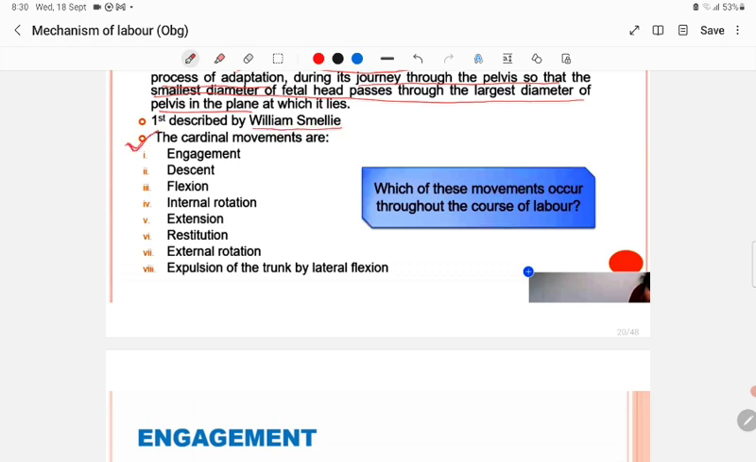What are the cardinal movements of the fetal head? First is engagement, then descent, then flexion, then internal rotation, then extension, restitution, external rotation, and then expulsion of the trunk by lateral flexion.